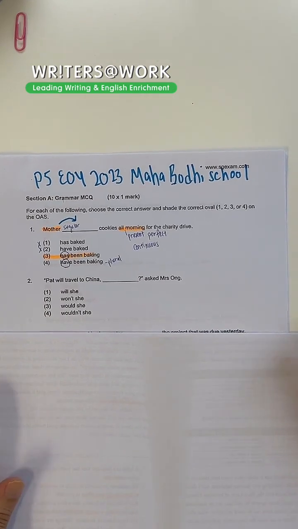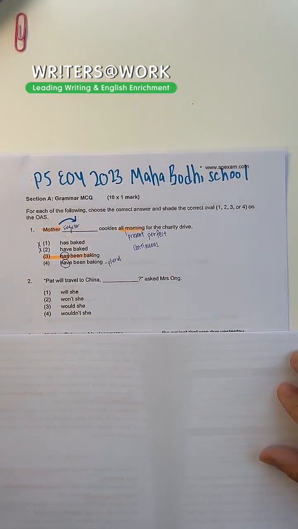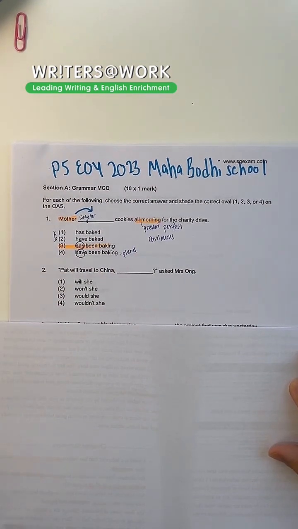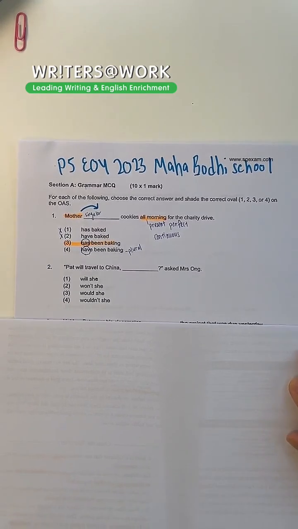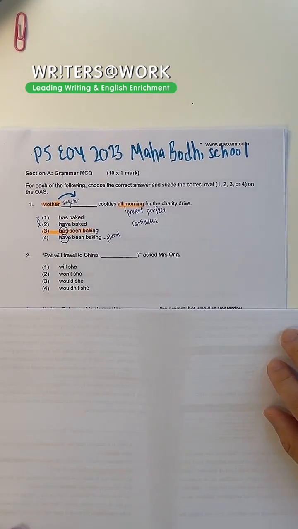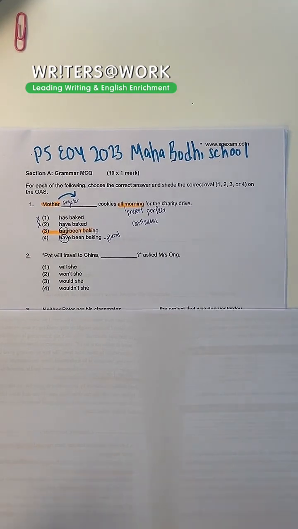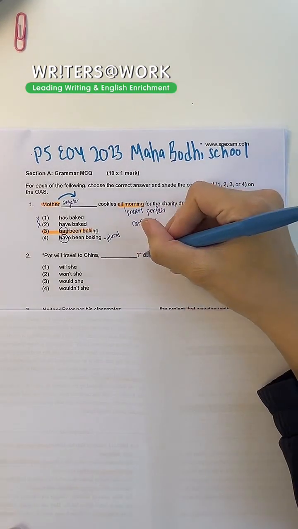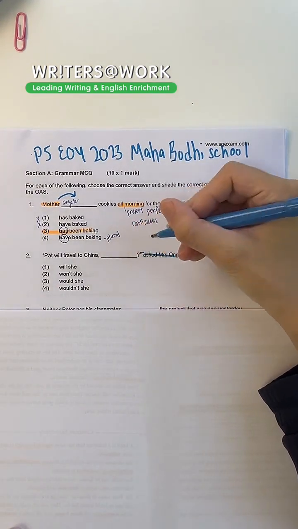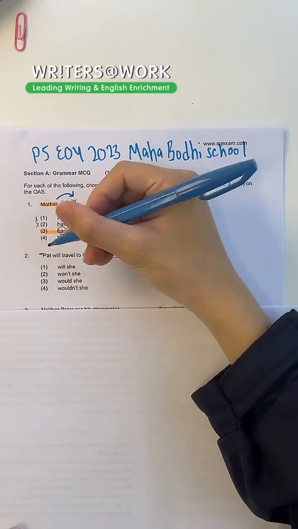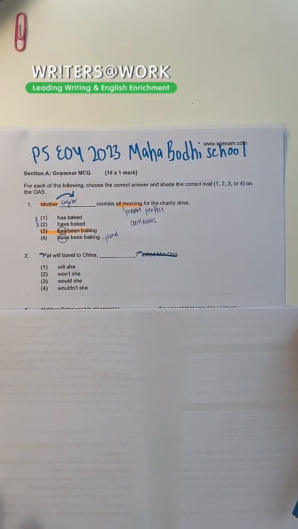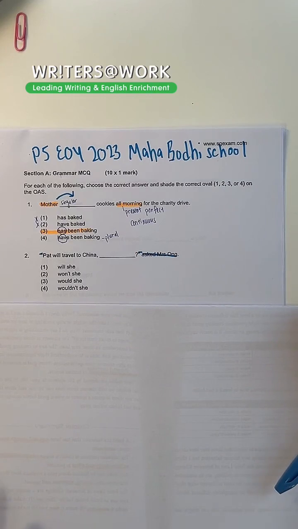Pat will travel to China, blank, she asked Mrs. Ong. So in this case, Mrs. Ong is asking if Pat will be traveling to China in the future. When you come across questions on reported speech like this, a very useful tip is to remove the dialogue tag and the quotation marks. So remove Mrs. Ong from the picture, remove the quotation marks, and treat this as a sentence by itself. Pat will travel to China, blank.